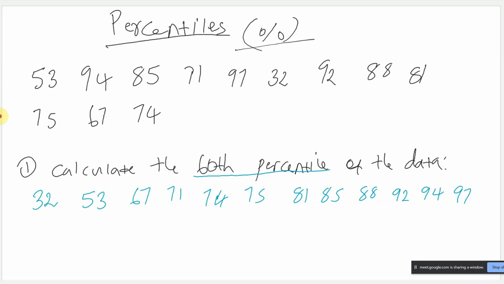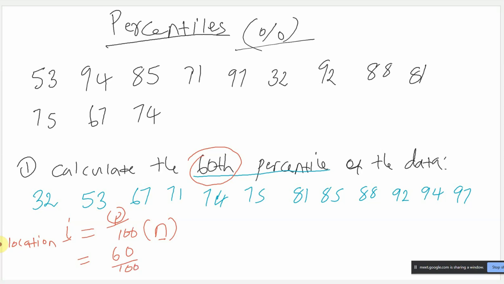So to calculate the position, it means you will have small i. Small i means the location or position. Location equals P over 100, and then multiply by N. N indicates the total number of the data, P represents the percentile over here, which is 60th. So if I continue, I will have 60 divided by 100 multiplied by 12.